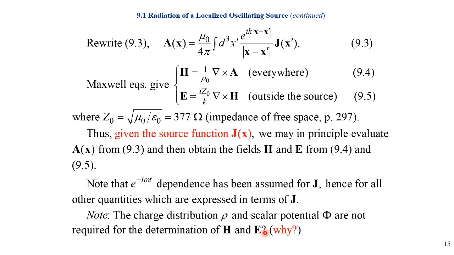Why? Because everything is connected. We have conservation of charge. The divergence of J is related to partial rho, partial t. So rho is related to J, phi will be related to J, and everything will be related to J. That's the idea.